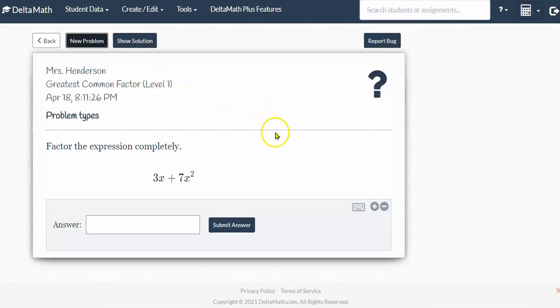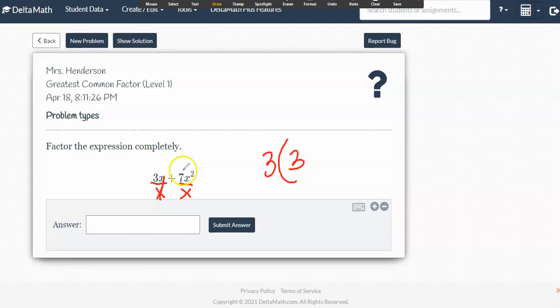3x plus 7x squared. Okay, so for this question, I'm looking for a number that 3 and 7 have in common, and the only thing they have in common is a 1. And I don't need to divide by 1, so next I move on to the variables. Do they have any variables in common? Yes. Now this only has one single variable, so that's the highest amount I can divide by. And x divided by x would be just 3 left over. And then 7x squared divided by x, which means I subtract 2 x's, take away 1x, would give me 7 to an x to the power of 1.